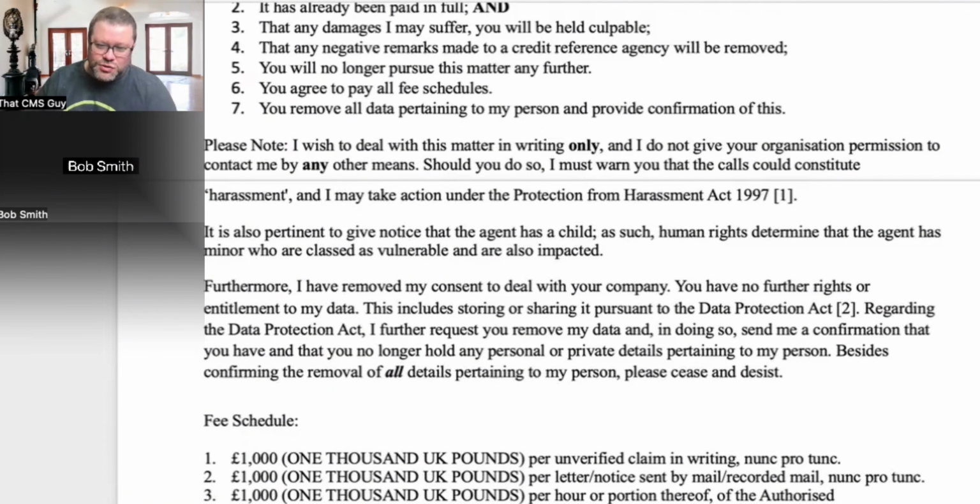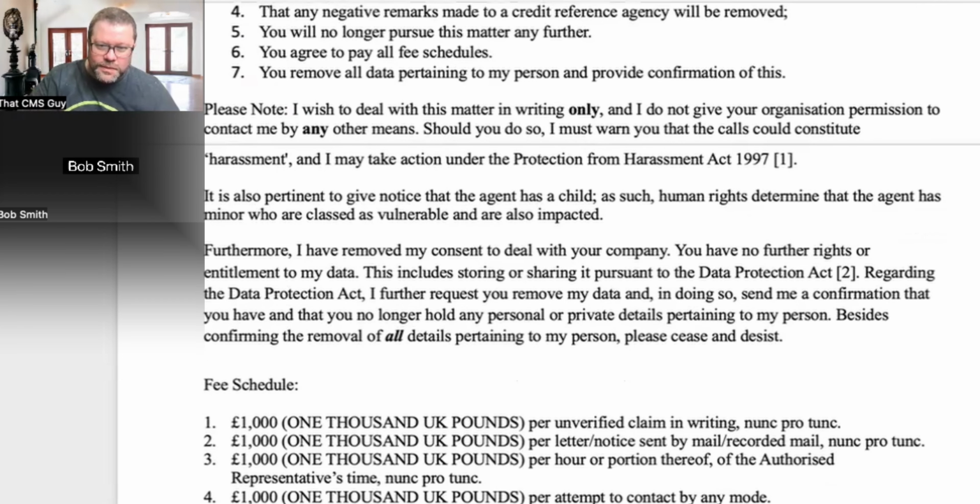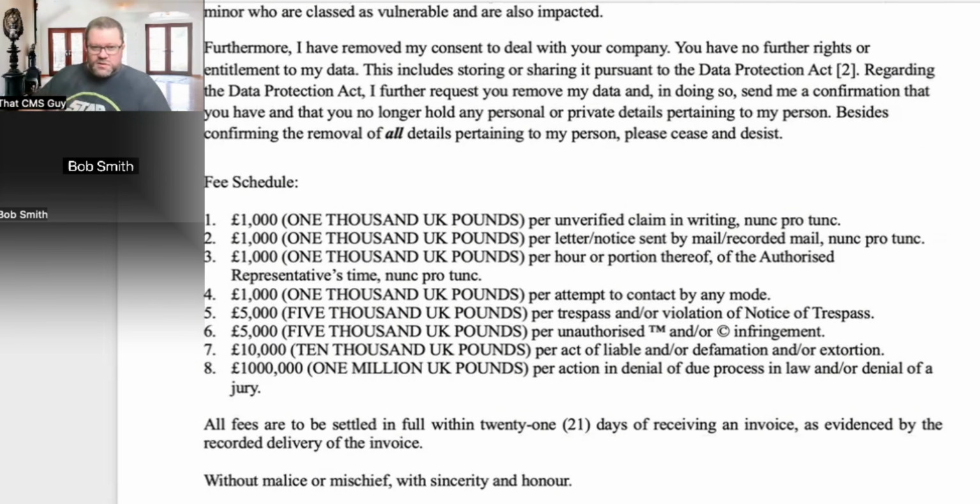So this pay schedule, talk us through it. Yeah, so this fee schedule. You're saying, look, if you can't prove all this stuff above, you can't validate the debt, if you can't show us a contract and all that sort of stuff, any contact will be classed as harassment from now on. And by the way, remove my details. That's kind of what this bit says.